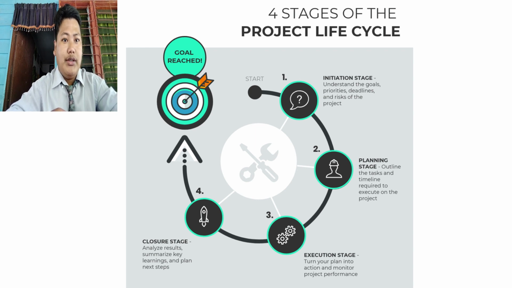Alright, the first content is project life cycle. What is the definition of project life cycle? The project life cycle is a 4-step framework designed to help project managers guide the project successfully from start to finish. The purpose of the project life cycle is to create an easy to follow framework to guide projects. What are the 4 stages of the project life cycle? The 4 stages include the project initiation stage, the project planning stage, the project execution stage, and the project closure stage.